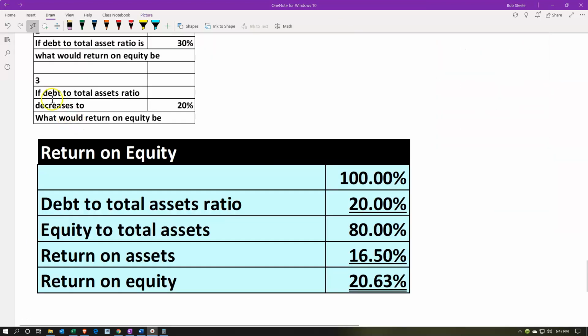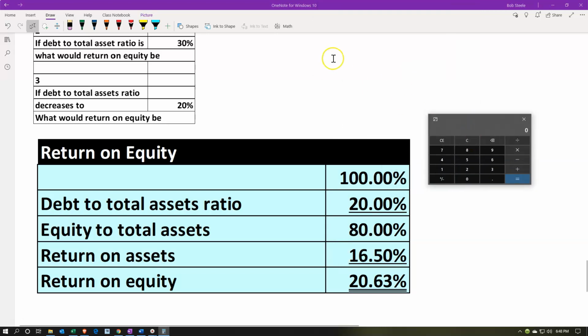The last one says, if debt to total assets ratio decreased to 20%, what would be the return on equity? Now that we know the system, we could just apply the same thing and apply that 20%. So it would be 100% minus the 20%, getting us to the 80%. Then we take the return on assets that we had above, which is going to remain the same. And then we take our division, which is 0.165 divided by 0.8. And that's going to give us about 20.63.